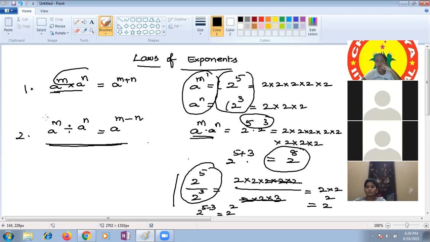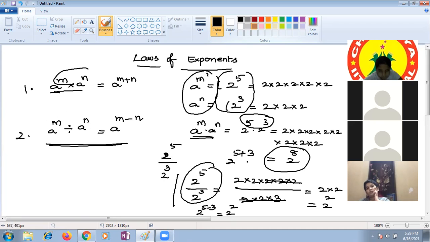This is the power m general formula. For this, I am taking 2 power 5. Suppose in place of a I am taking 2, and in place of m I am taking 5. In the same way, in place of a it is the same 2, and in place of n I am taking 3.